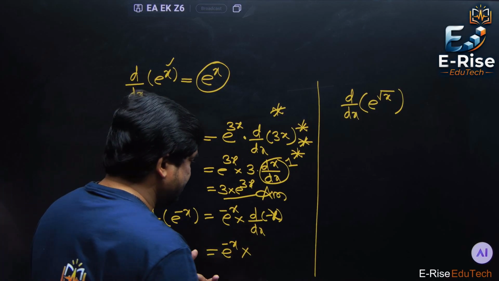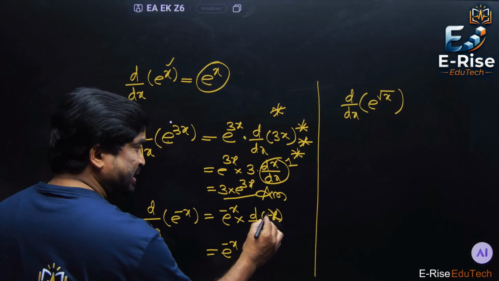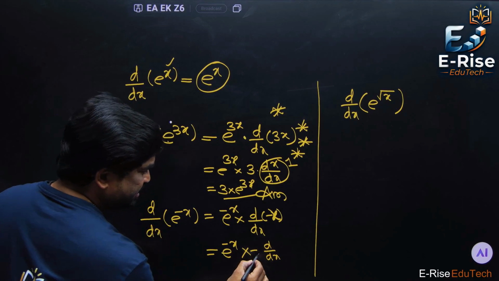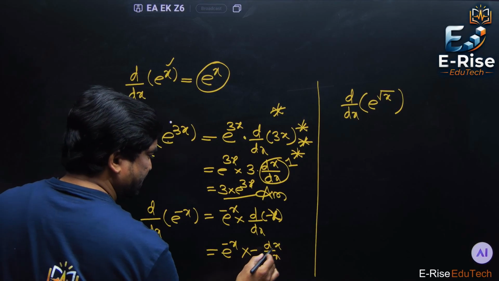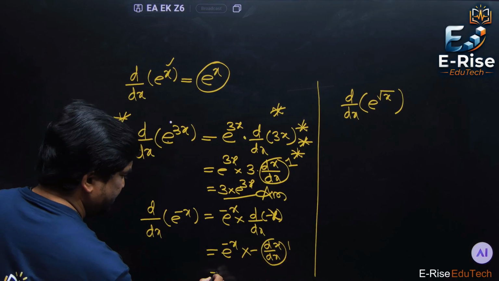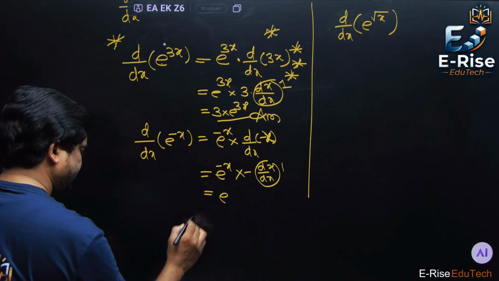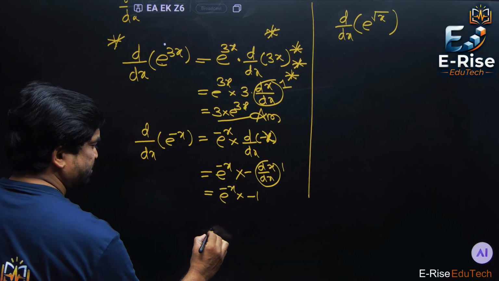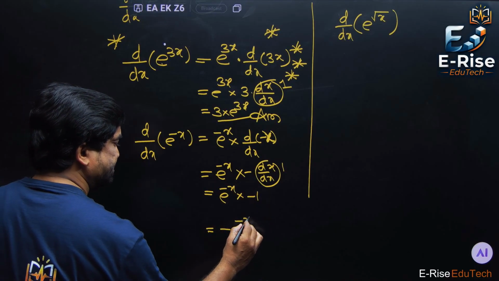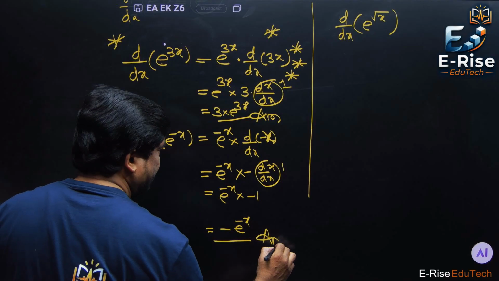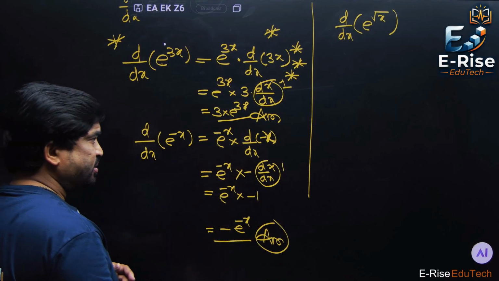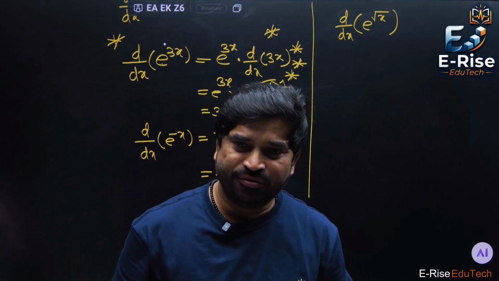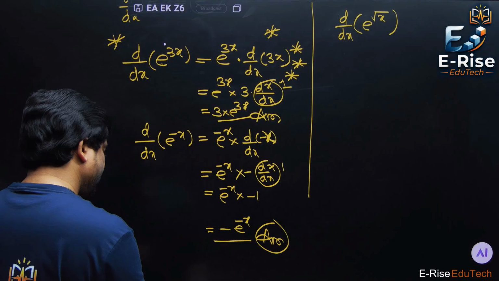Differentiation with respect to x of x. But there is a minus there, right? D by dx of minus, d by dx of x. D by dx of x will become 1 only. So e power minus x into minus 1. So that is equal to minus e power minus x. That is the final answer. If you don't know the internal differentiation, you can't apply it properly, and you don't get the correct answer anywhere. Okay, then go for the next one.